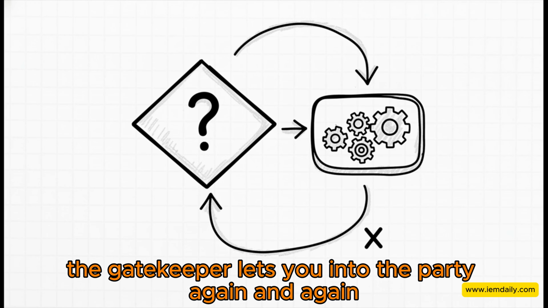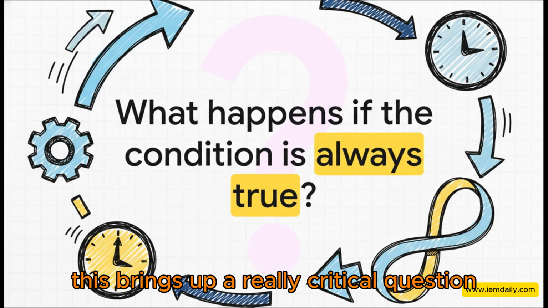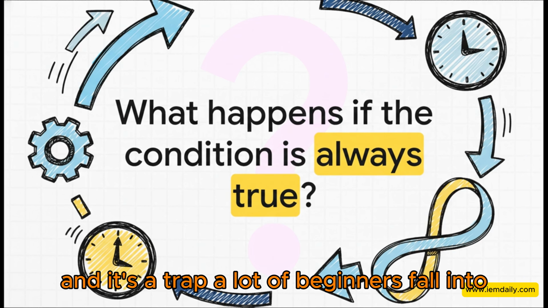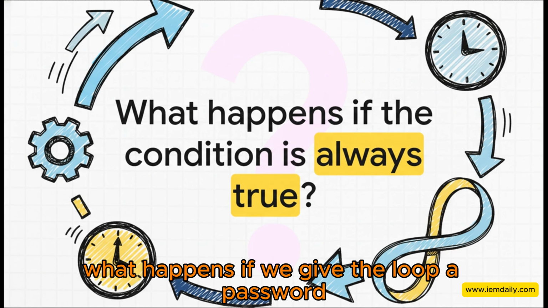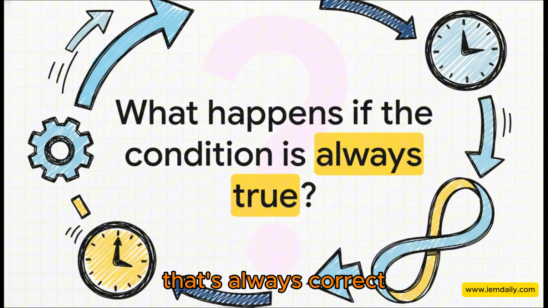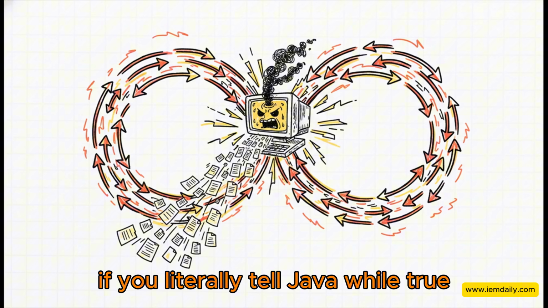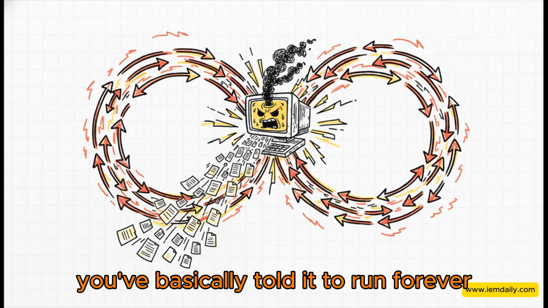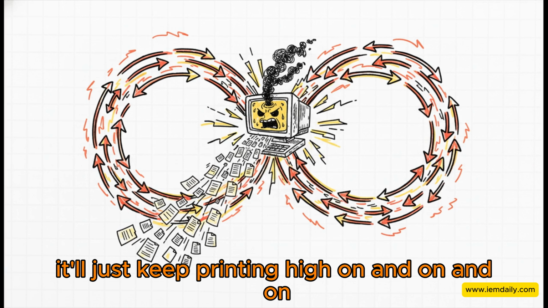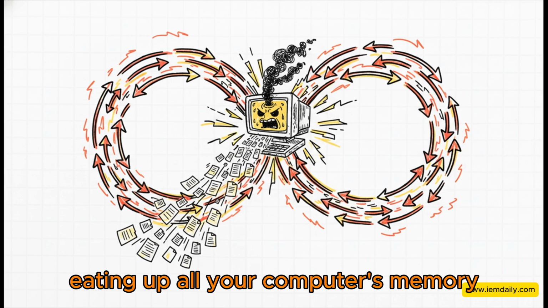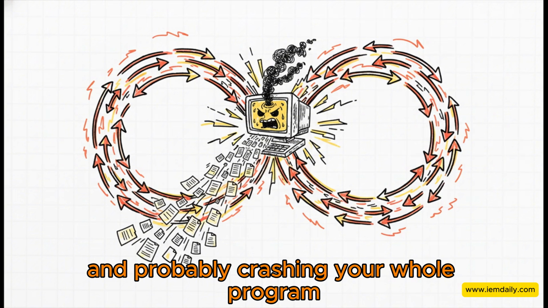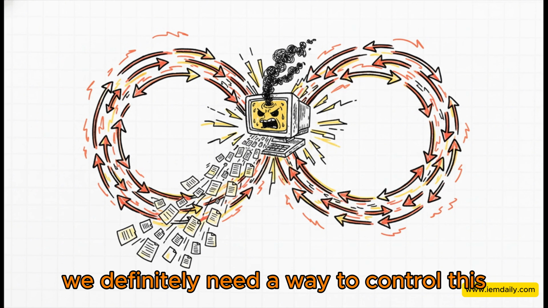This brings up a really critical question, and it's a trap a lot of beginners fall into. What happens if we give the loop a password that's always correct? Uh-oh. You get the dreaded infinite loop. If you literally tell Java, while true, you've basically told it to run forever. It'll just keep printing hi on and on and on, eating up all your computer's memory and probably crashing your whole program. We definitely need a way to control this.